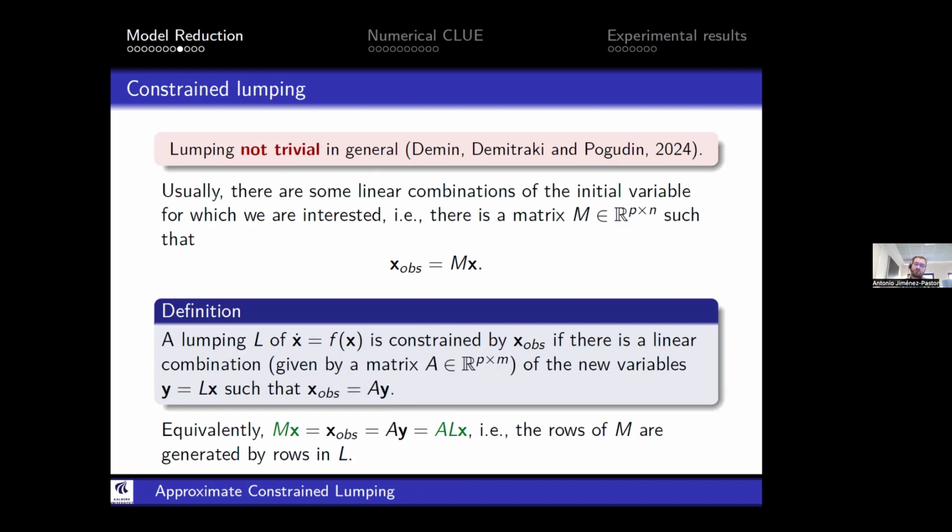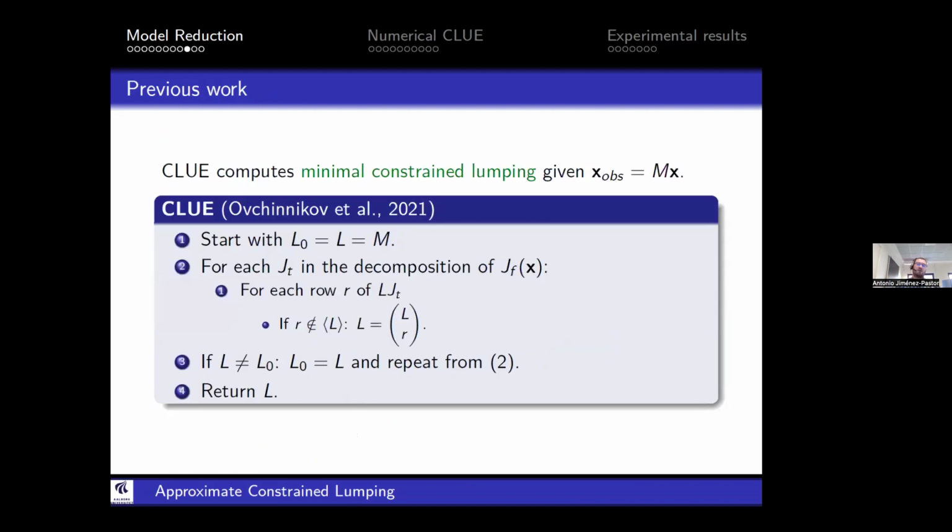Yes, so essentially, as I was saying, this tells you that if you have a lumping constrained by some observables, you can recover these observables. So you can recover this part of information. And it was explained in the paper by Ovchinnikov and collaborators. Then you can develop an algorithm that computes efficiently the minimal lumping constrained by an observable set.